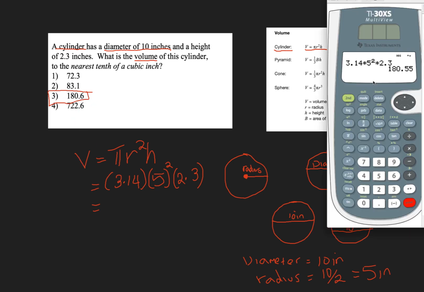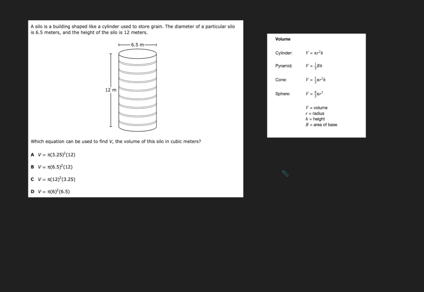Okay, let's get our calculator again. For those folks who may have pressed the pi function right here, that is fine. So if you do the pi times 5 squared times the 2.3 and you hit enter, notice you get 180.6. Now sometimes on the test, they don't want you to actually solve the problem. They want to know if you can set it up.